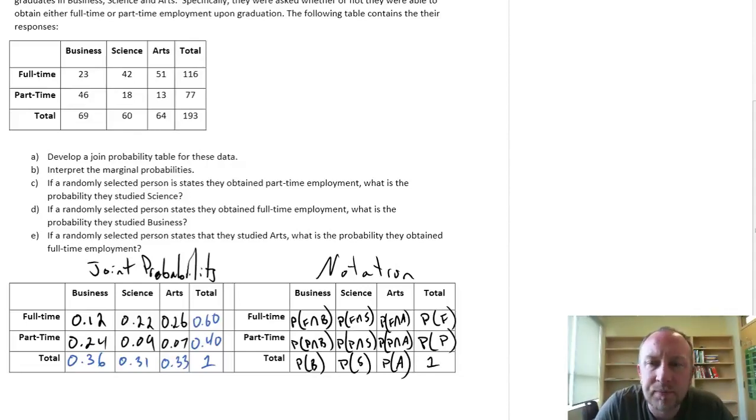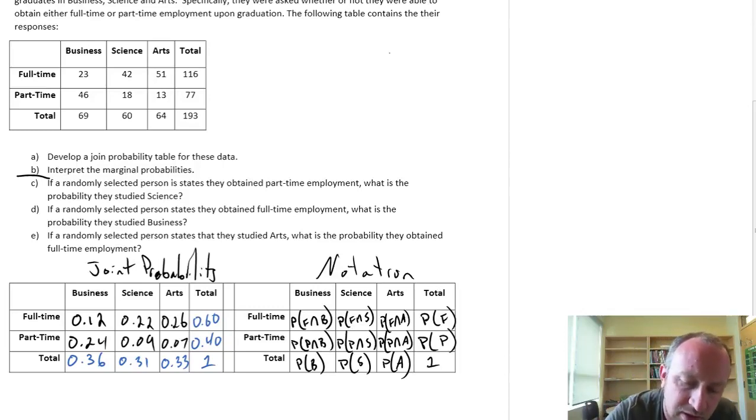Okay, welcome back. We're just going to pick up right where we left off here. We've already completed parts A and B of this exercise, and so now we're just going to jump into part C. So we're looking for, if a randomly selected person states, forgive the typo there, that they obtained part-time employment, what is the probability that they studied science?